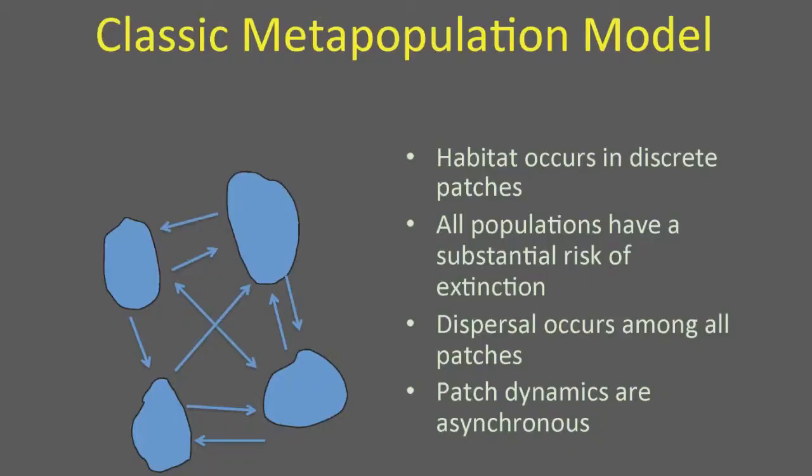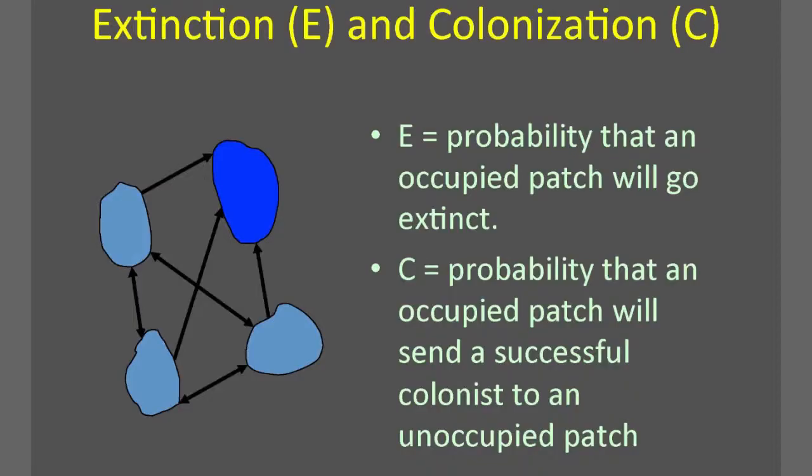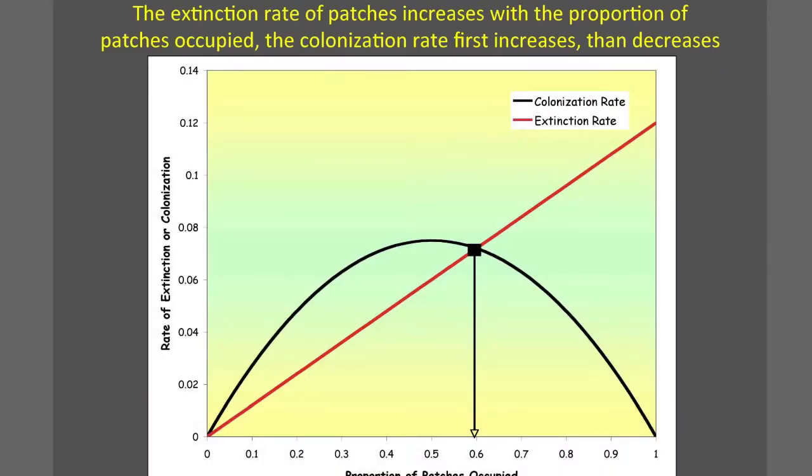Now we're going to construct a very simple model graphically, just as we did with the island biogeography. We look at the equilibrium between extinction rate and colonization rate, and that tells you the percentage of patches which is occupied. When the proportion of patches that is occupied increases, then of course the extinction rate increases also. The more patches you have occupied, the more possibilities you have for extinction. So the extinction is a straight line that goes up.